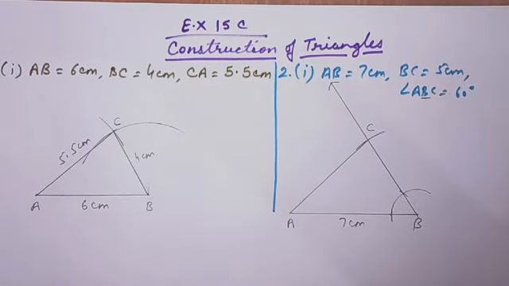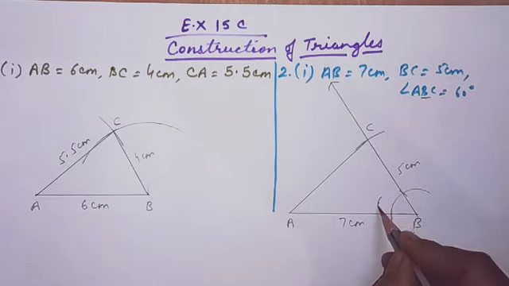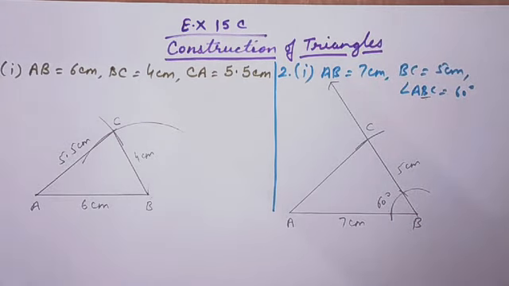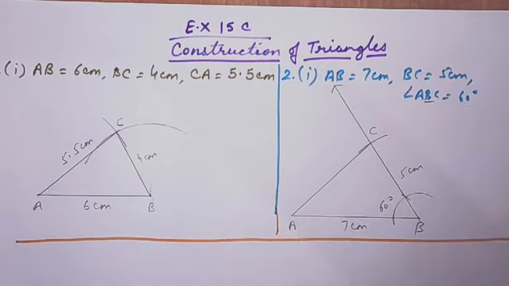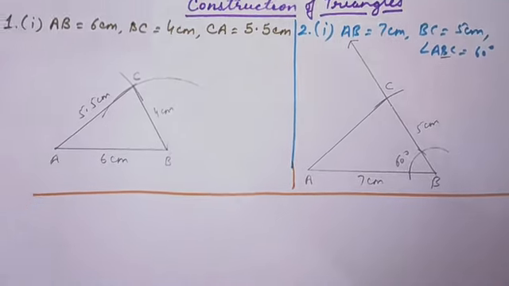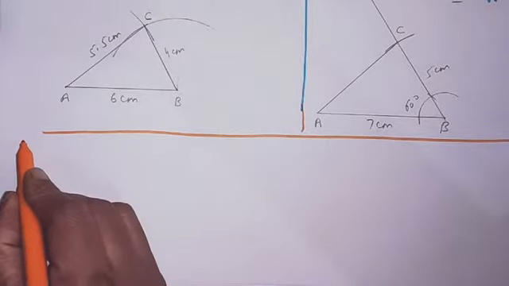So this is my triangle ABC. BC is 5 centimeter and this angle is 60 degree. Okay. So we have done two types of constructions. First where three sides are given. Second case where two sides and one angle is given. Now I am taking third question, first part.